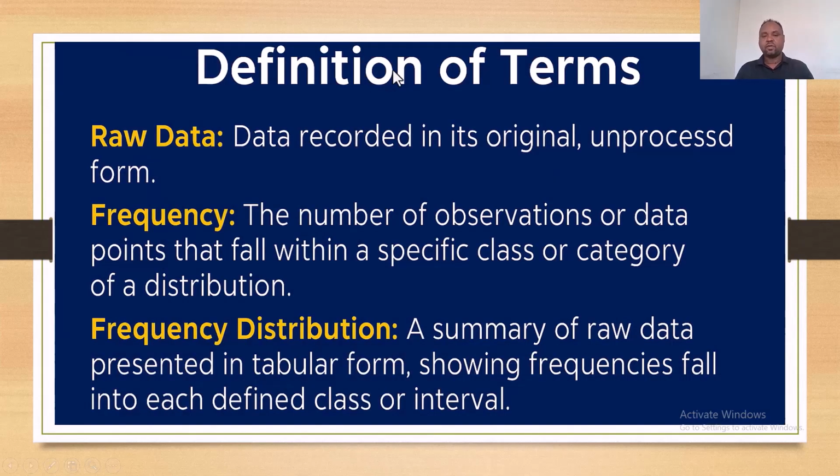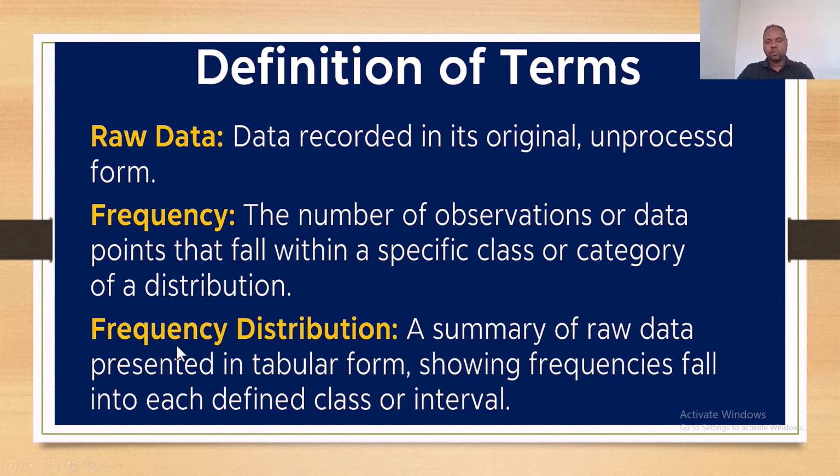Let us see some common terms in the course of data presentation. We will come across these three terms frequently. The first is raw data. What is raw data? Data recorded in its original, unprocessed form is nothing but raw data. Frequency: the number of observations or data points that fall within a specific class or category of a distribution is nothing but frequency. This will also be a frequent term in what follows.